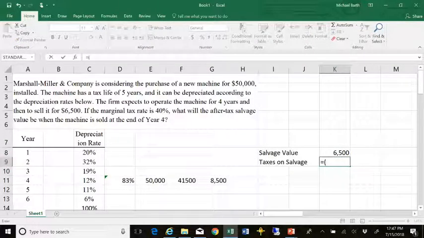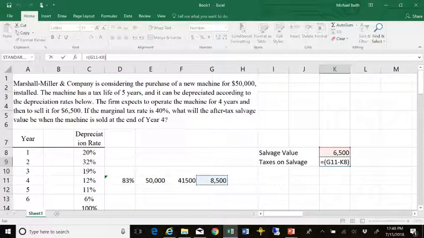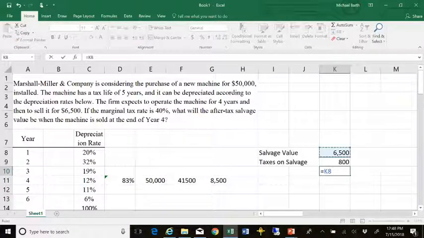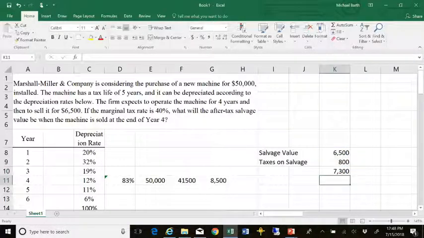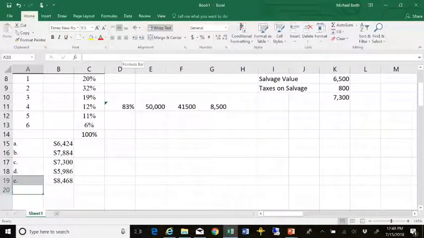So if you take $8,500 minus the $6,500 they sell it for, they get to claim $2,000 of depreciation, and at 40%, that'll get them a tax refund of $800. So between selling the equipment and getting a $800 tax refund from selling at a loss, $7,300, and that would be choice C.